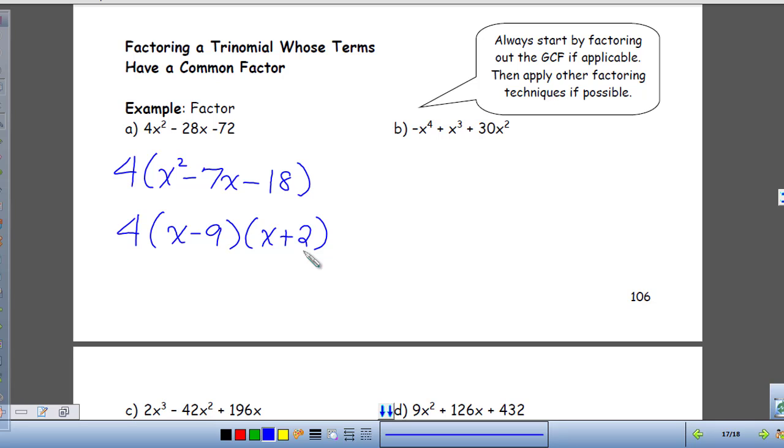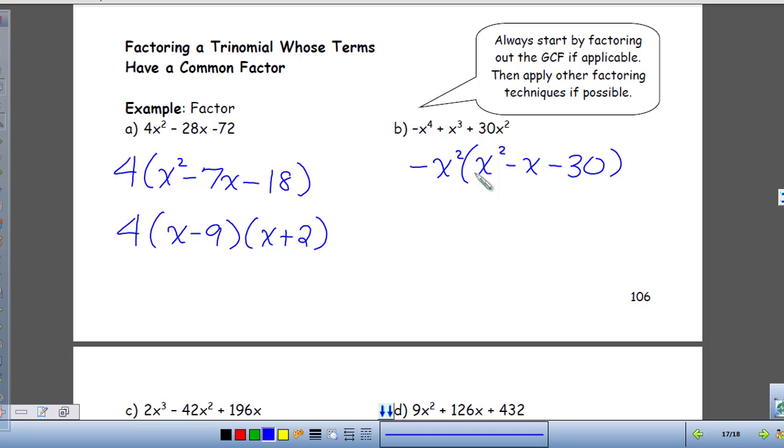In B, first thing we're going to do is look for common factors. If you forget to look for common factors, sometimes you can still factor it, but it may be a little more difficult. Often the instructions will say to factor completely, so we want to break it down until you can't break it down anymore. In B, what do we have in common? We can factor out x squared, or even negative x squared. I'm going to take out negative x squared. I'm left with x squared minus x minus 30.